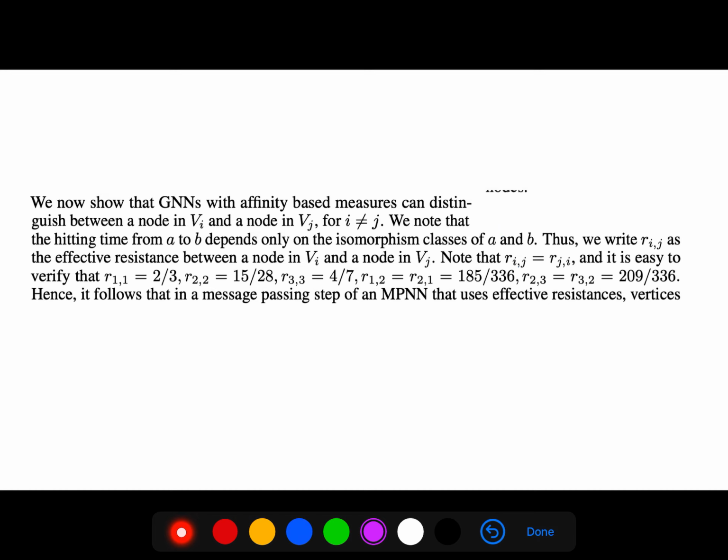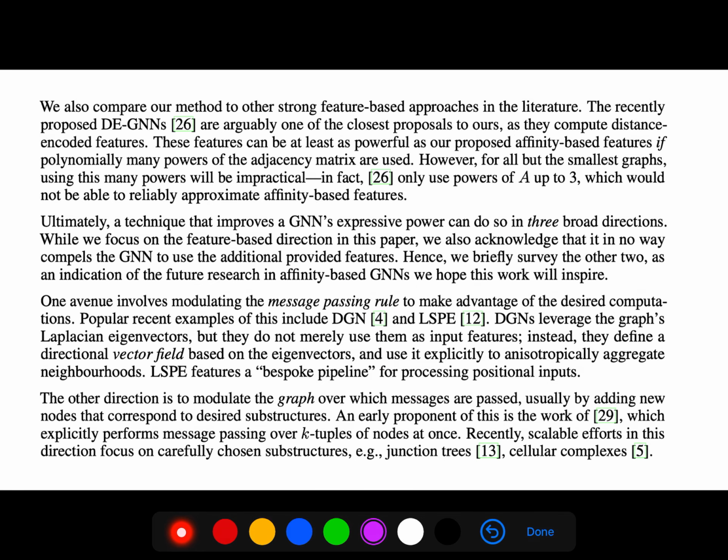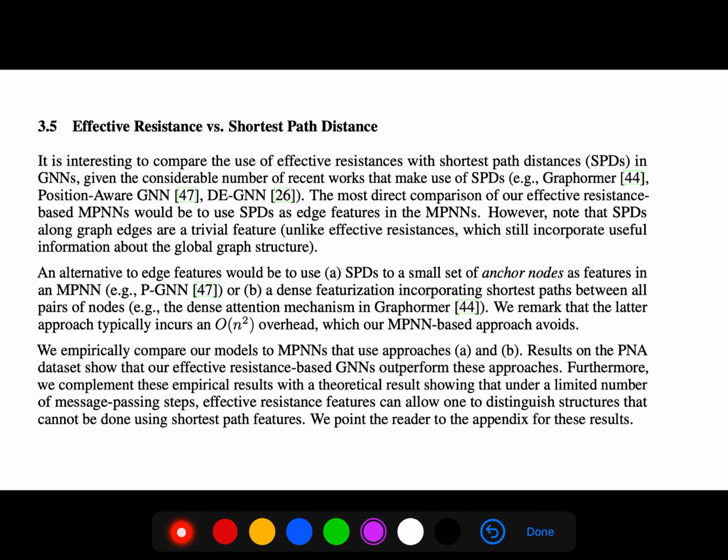We now show that GNNs with affinity-based measures can distinguish between a node VI and a node VJ. So we note that the heating time from A to B depends on the isomorphism classes of A and B. Let's go back to this. So we also want to talk about shortest path distance.